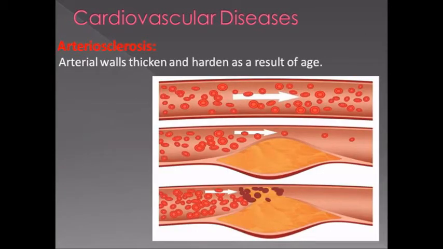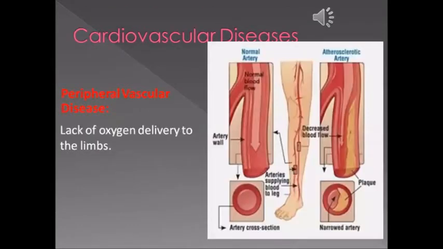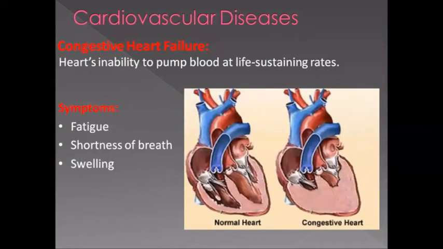Next is arteriosclerosis. The arterial walls thicken and harden as a result of age. Also, we have peripheral vascular disease, the lack of oxygen delivered to the limbs. This is a blood circulation disorder that affects the blood vessels outside of the heart and the brain. We also have congestive heart failure, the heart's inability to pump blood at life-sustaining rates. Symptoms: fatigue, shortness of breath, and swelling.